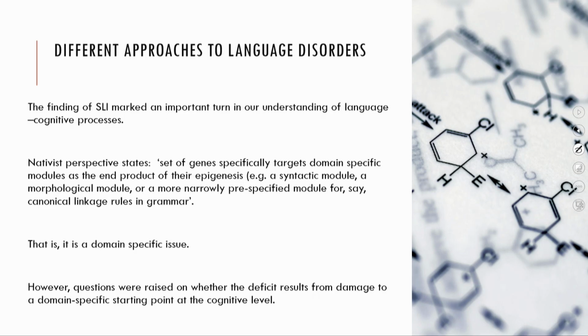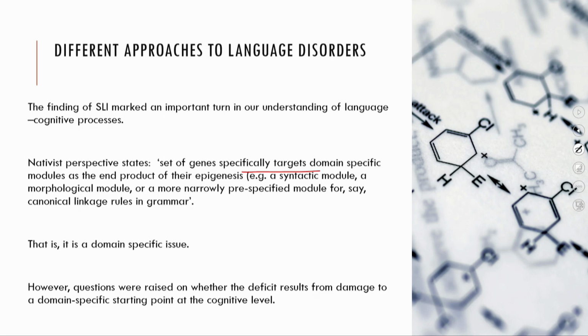So, the nativist perspective states that a set of genes specifically targets domain specific modules. A specific gene, which we will see eventually, is FOXP2. So, a certain kind of mutation in the genetic code affects certain kinds of domain specific modules as the end product of the epigenesis. So, certain aspects of language related processes get affected because of certain kinds of genetic mutation. That is the idea of the nativist scope.